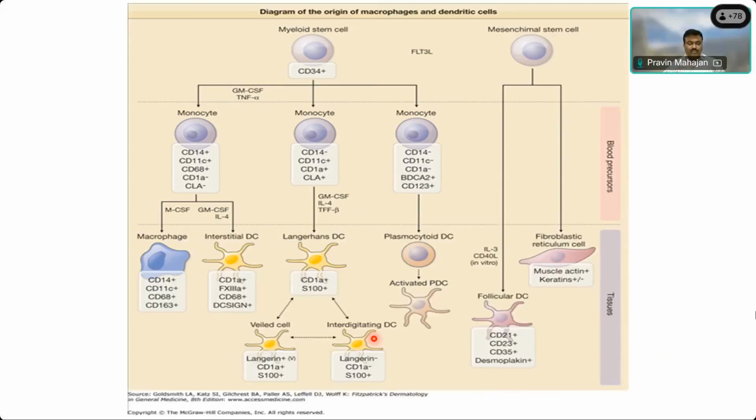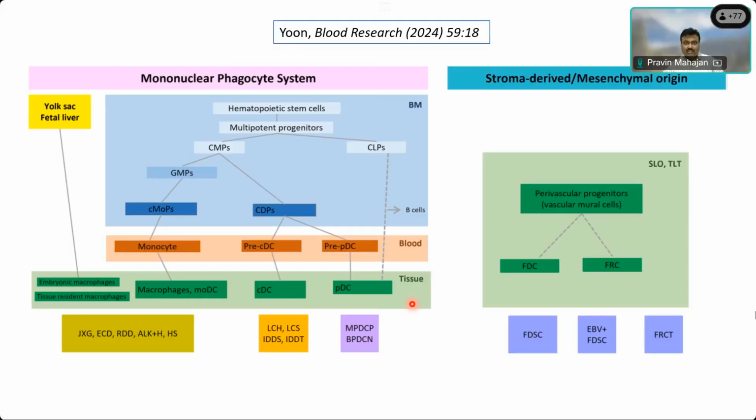Just to give you in short, these follicular dendritic cells and reticulum cells, which we call CK-positive reticulum cells, actually come from mesenchymal cells. They are not from myeloid stem cells. Myeloid stem cells give rise to other cells like monocytes and whatever, including Langerhans cells and plasmacytoid dendritic cells. But these follicular dendritic cells actually come from mesenchymal cells and not from myeloid cells.